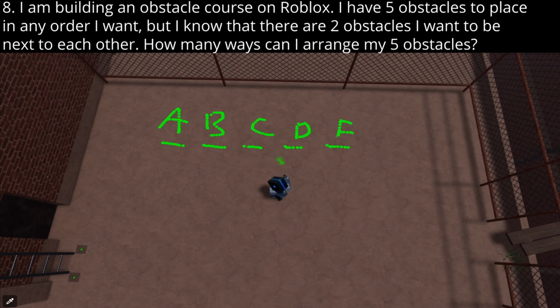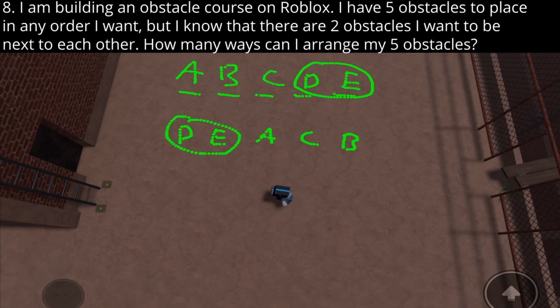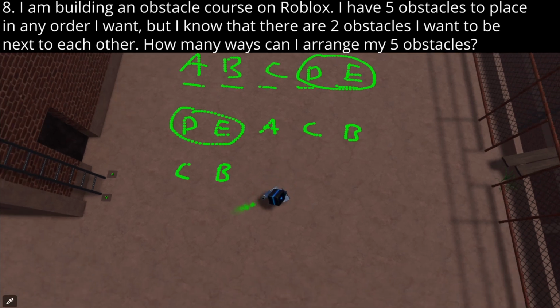I can order them in any way possible, but I want you to notice something. Notice how I said that 2 of these obstacles are going to be next to each other, no matter what. So let's say these 2 are the obstacles I want next to each other. Let's think about a few different combinations I could build like this. Maybe I have D, E, A, C, B. Notice how D and E are next to each other. Or maybe I can have C, B, E, D, and then A. And E and D are next to each other because I said these are the 2 obstacles I want to be linked to each other.